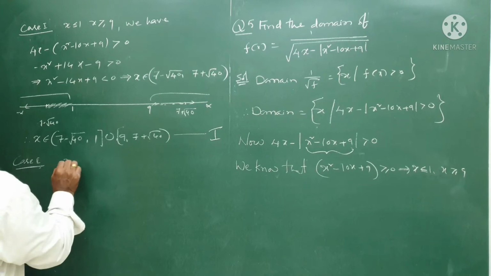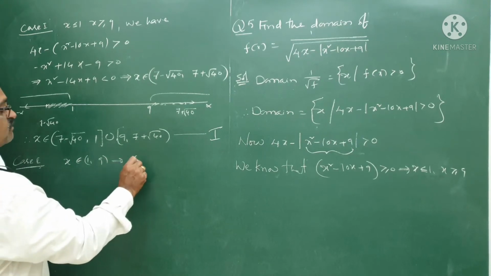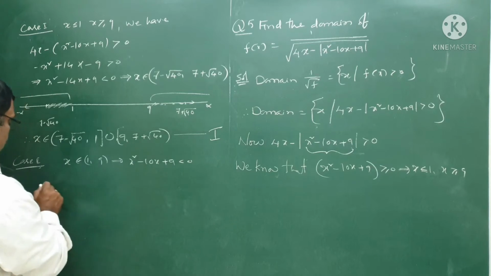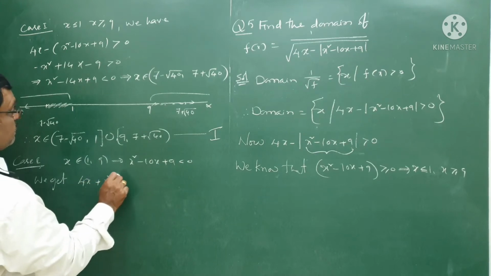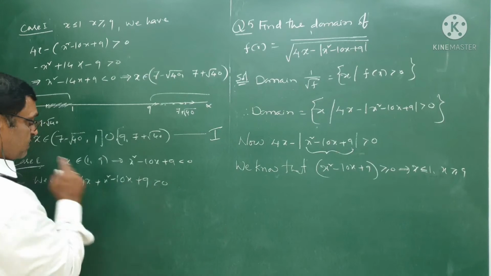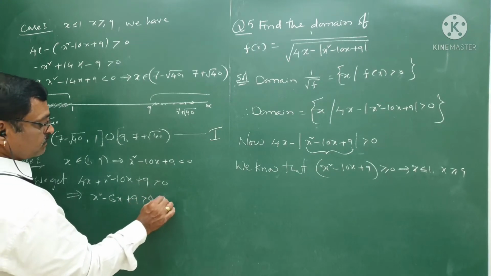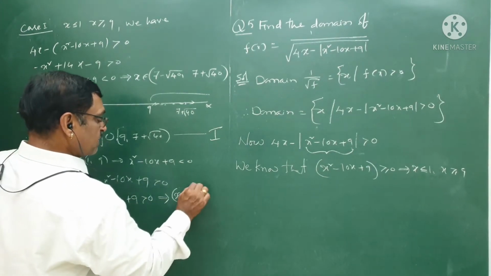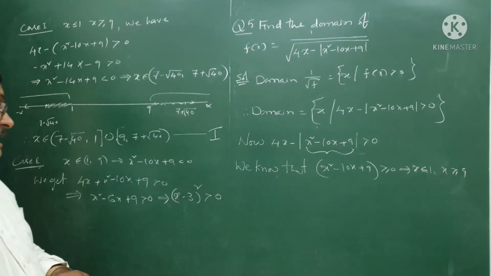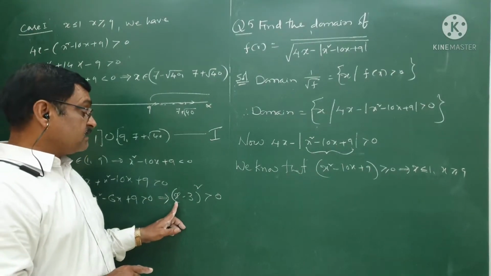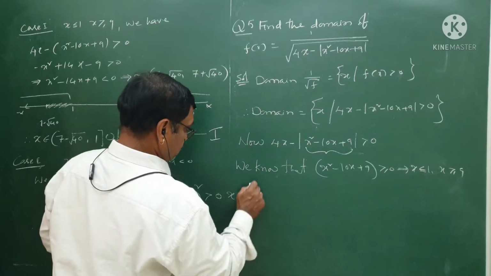Case 2. x belongs to (1, 9). When x belongs to (1, 9), this implies x square minus 10x plus 9 is less than 0. So, we get 4x plus x square minus 10x plus 9 is greater than 0, or x square minus 6x plus 9 is more than 0. This implies (x minus 3) whole square is always positive, greater than 0. Can I take x equal to 3? No, I can't take. Why? Because 3 minus 3 is 0, 0 square is 0, not more than 0. So x is not equal to 3.